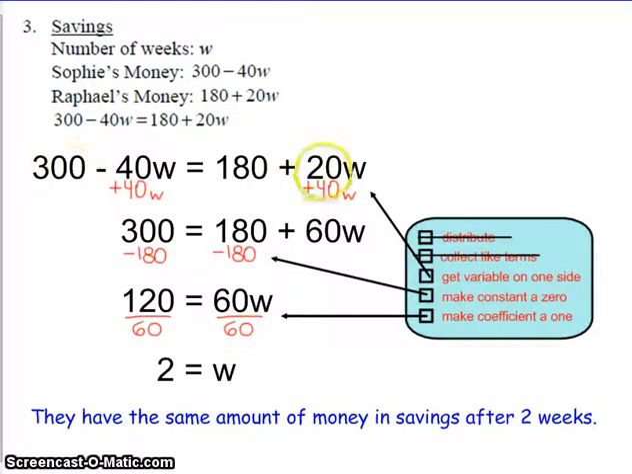So we solve it by getting our variable on the same side, so we're going to add 40W to both sides. We will then subtract 180 to get our constant away, and then we will divide both sides by 60, because on this side I want to make my 60 into a 1. 60 over 60 makes 1, and 1 times W gives me a W. And it turns out that the number of weeks is 2, so they have the same amount of money in their savings after just 2 weeks.